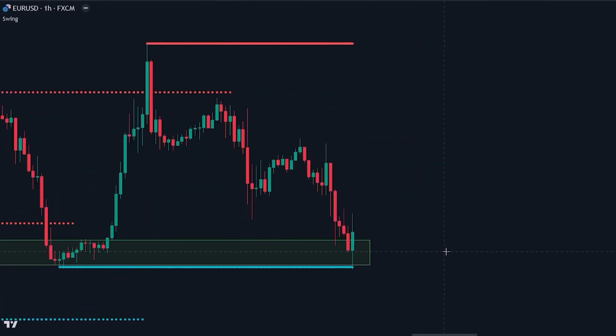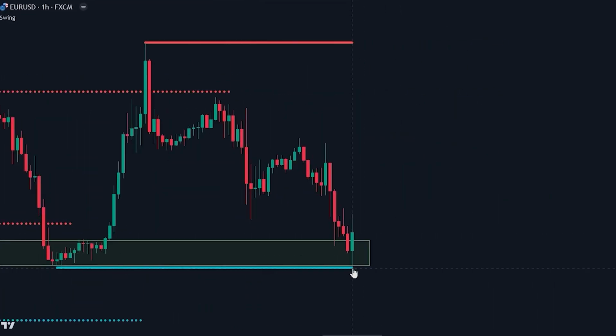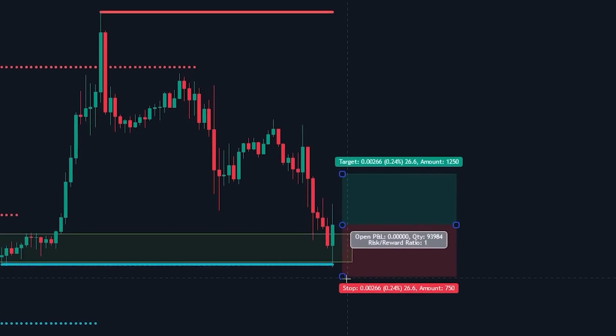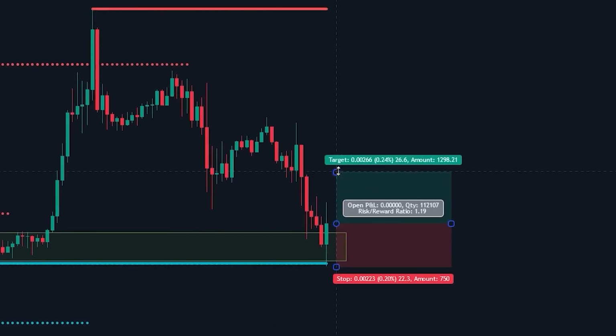Finally, we can see that a large green candlestick formed that wicked into the support level before closing back above it. Because of these signals, let's enter into a buy position here, aiming for a 2 times risk to reward ratio, while setting the stop loss right below the support level.